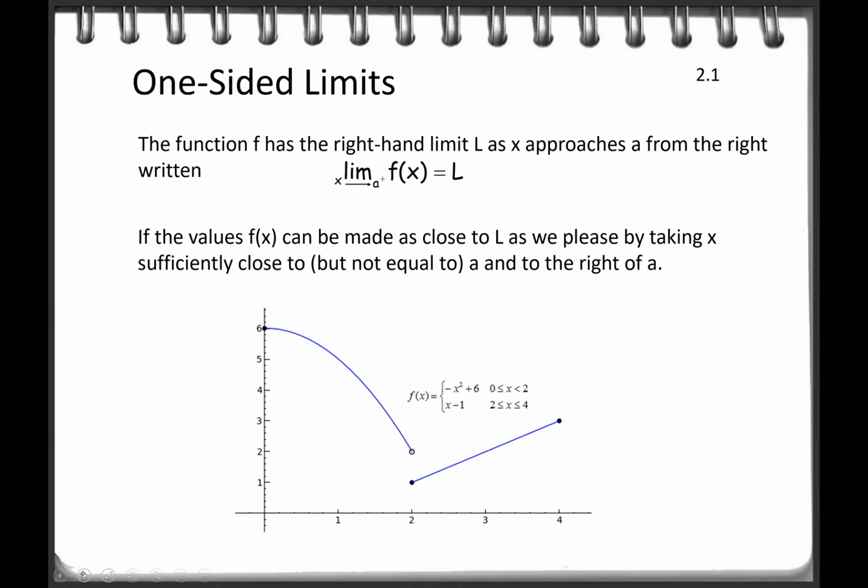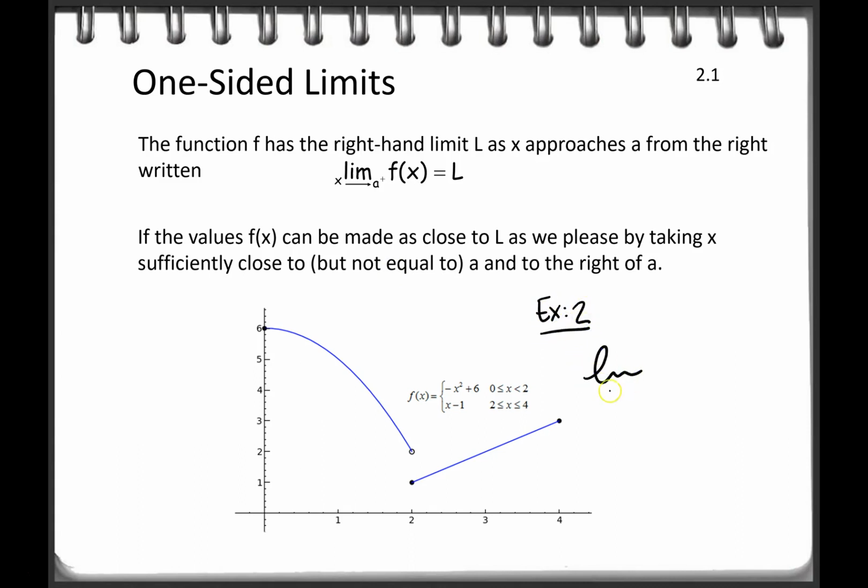All right. The function f has a right-sided limit or right-handed limit L as x approaches a from the right, written the limit as x approaches a from the plus, right? This plus symbol means from the right, of f of x equals L. So if the values f of x can be made as close to L as possible, you don't have to be equal to it, but if you can get as close as possible to a number, that limit does exist. So let's do this limit problem right here. I guess we're at example 2 here.